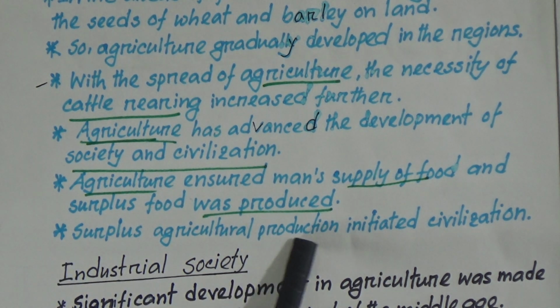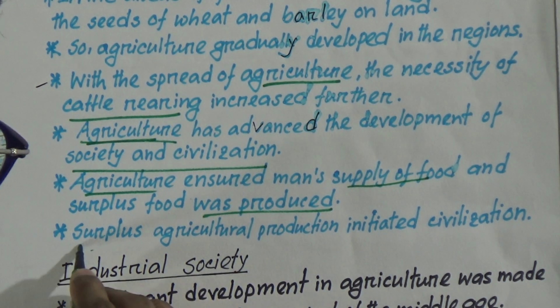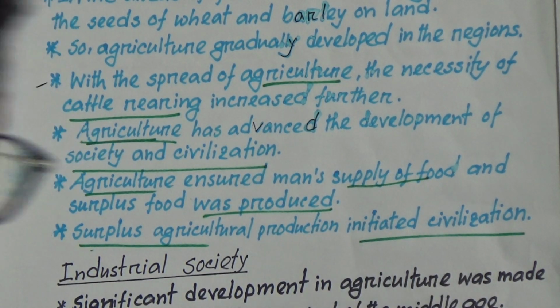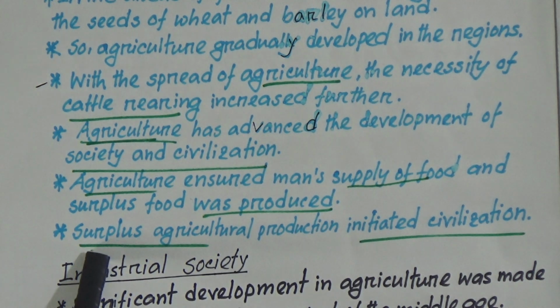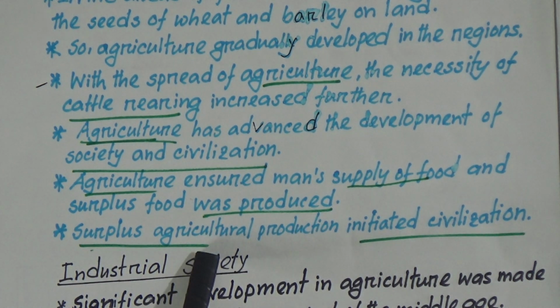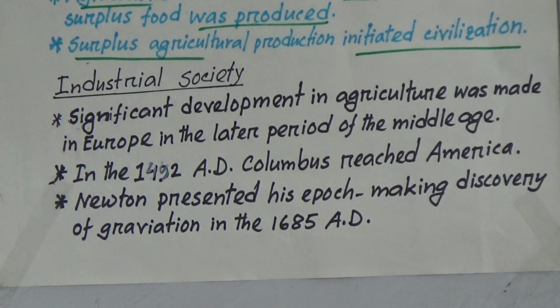Surplus agricultural production initiated civilization. Why did surplus agricultural production initiate civilization? So which one initiated civilization? Surplus agricultural production. For this reason, it is said that civilization is the contribution of agriculture. Next point, we will move to industrial society.